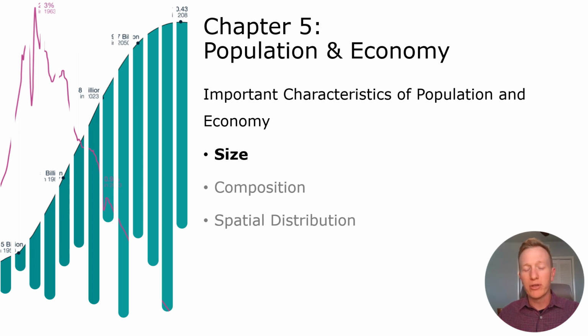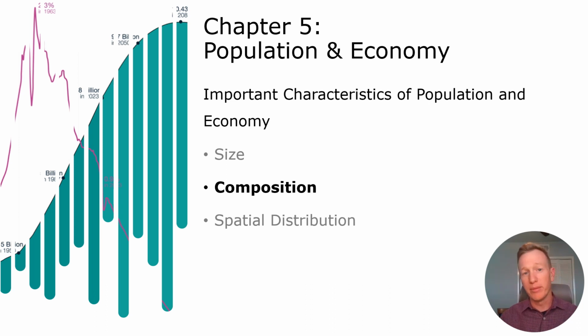When looking at the important characteristics of population and economy, the authors break it down into three sections: size, composition, and spatial distribution. Size is very simple: how many and how much. How much housing is needed, how many more parks are needed, where do they need to be, how many more other community facilities are needed, such as libraries, police stations, fire stations, all that sort of stuff.